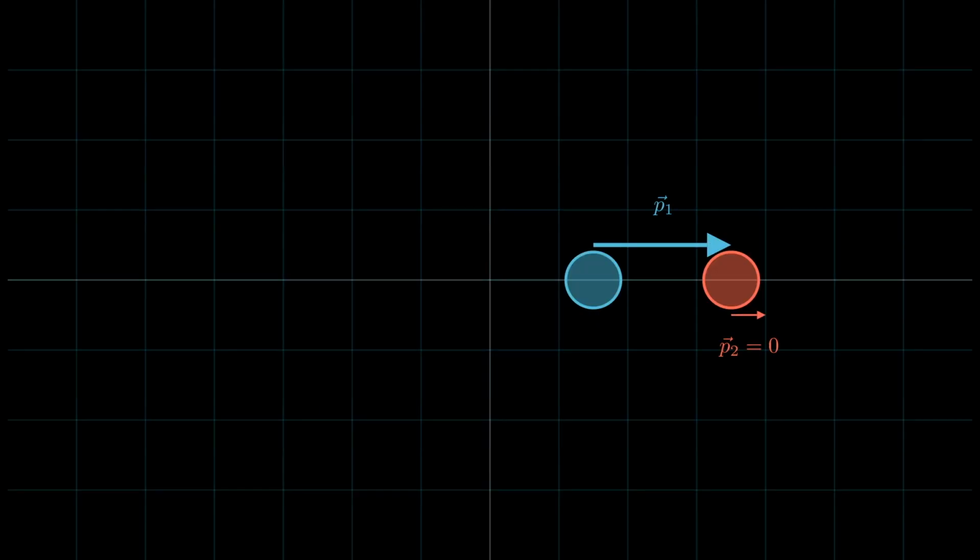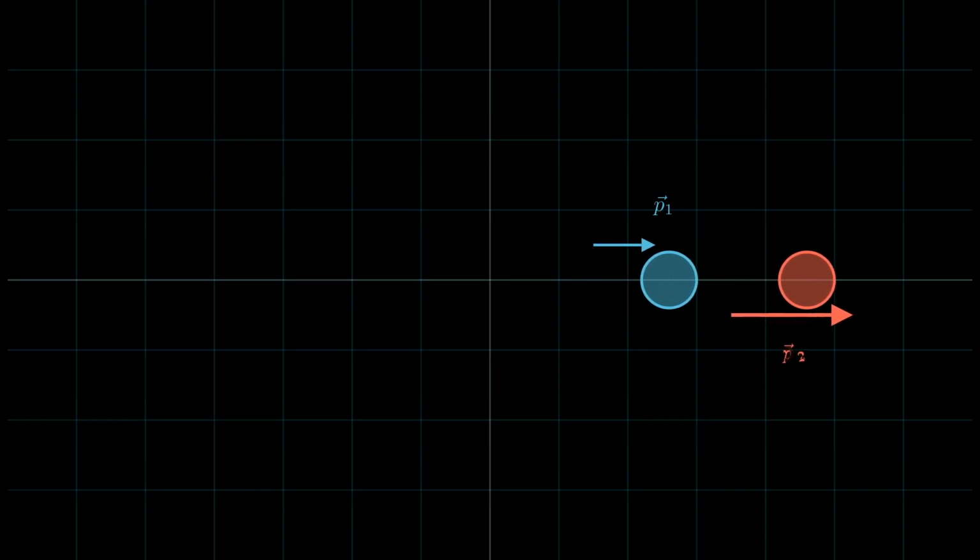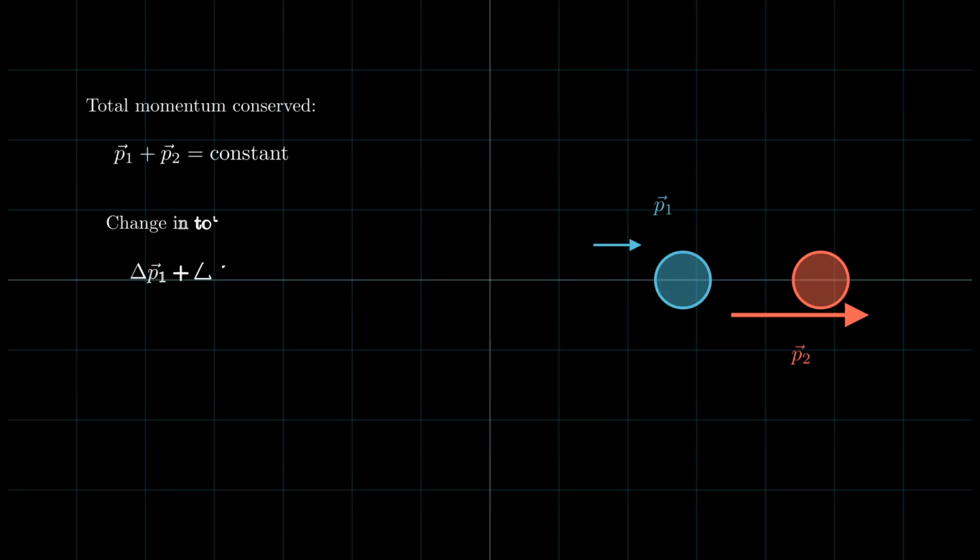When a collision occurs, the objects exchange or transfer momentum. By the law of conservation of momentum, total momentum in a system stays constant. That is, no momentum is added or removed. Hence, the sum of these changes of individual momentum will also stay zero. By that, we get delta P1 is equal to negative of delta P2.